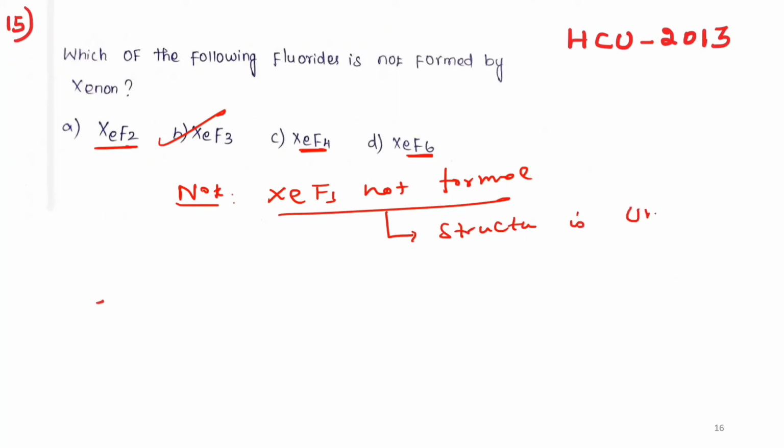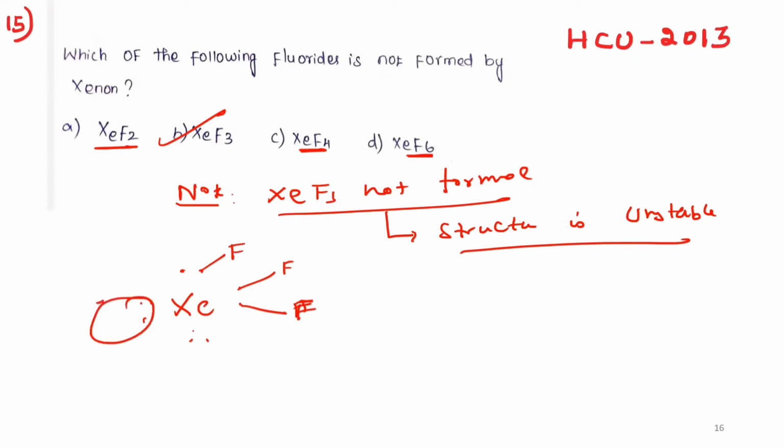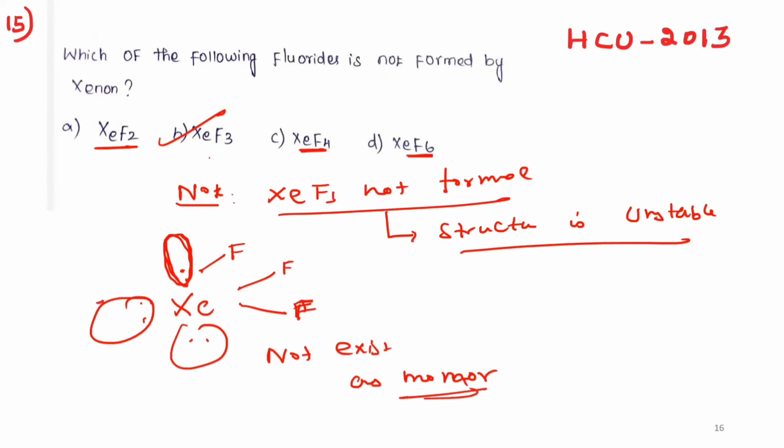If we try to write the structure, for example, xenon has 8 electrons, right? 1, 2, 3, 4, 5, 6, 7, 8. 3 fluorines attached. Now make lone pairs, 1 pair and 2 pairs. Only a single electron remains, right? A single electron species is always more reactive. It never exists as a monomer, it always converts to the dimeric form. Therefore, the XeF3 molecule does not exist among the xenon fluoride molecules.